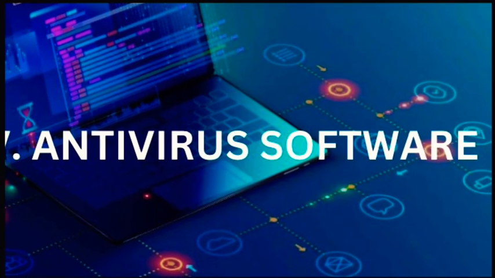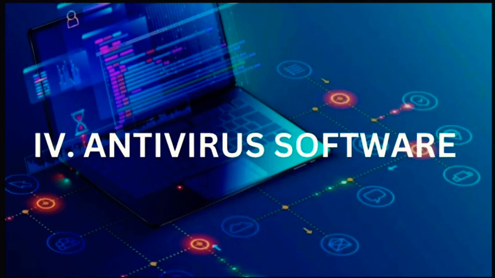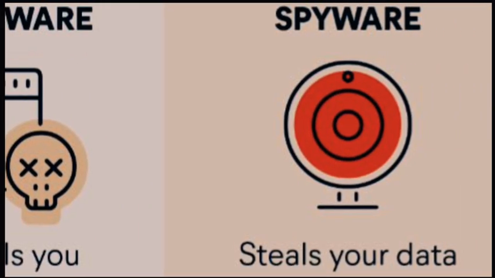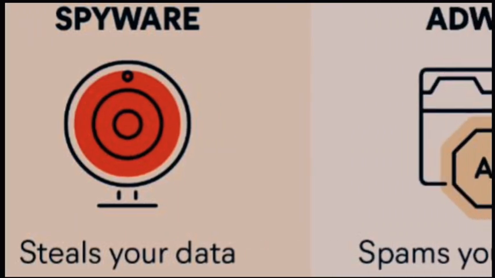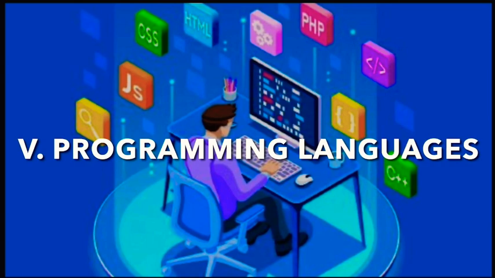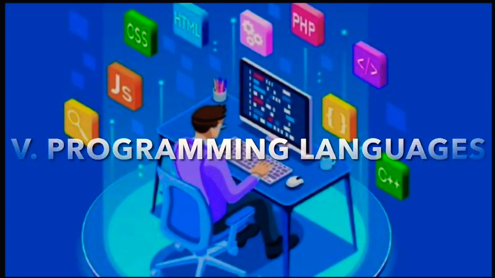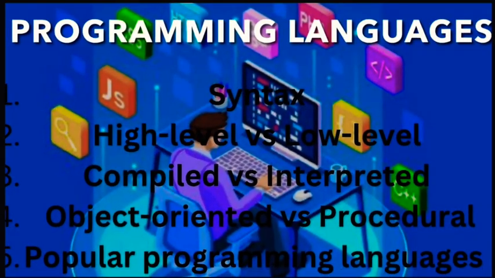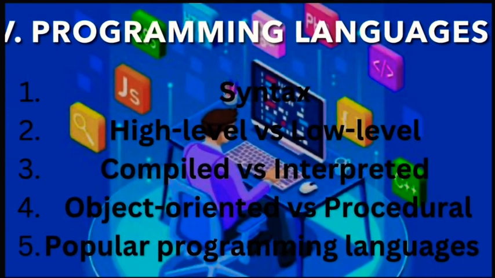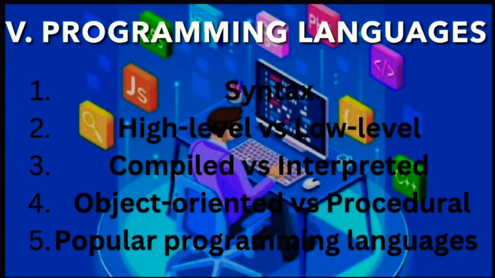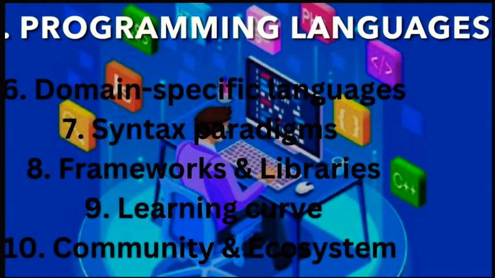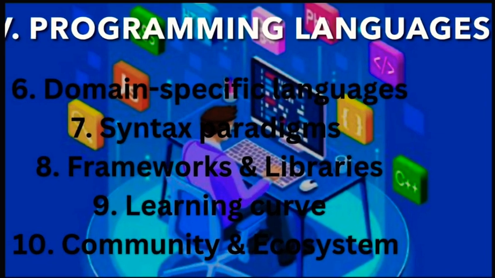Antivirus software is an essential tool for maintaining the security and integrity of computer systems by preventing and addressing potential threats posed by malicious software. Programming languages. Programming languages are formal systems designed to instruct computers and perform specific tasks through a set of predefined instructions. These languages act as an intermediary between human programmers and the machine, allowing developers to write code in a syntax that is readable and understandable to them.